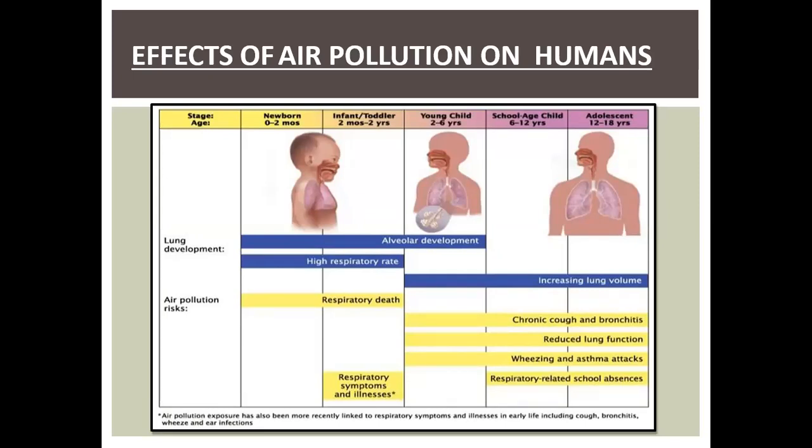So air pollution risk is major in different age groups, in children and also in adults and young people, right? For air pollutant risk, for ages 2 to 6, 6 to 12 years and 12 to 18 years, there are chronic cough, reduced lung function, wheezing and asthma attacks, and respiratory related school absence. These are all the symptoms of air pollution. These are all the risks, right?